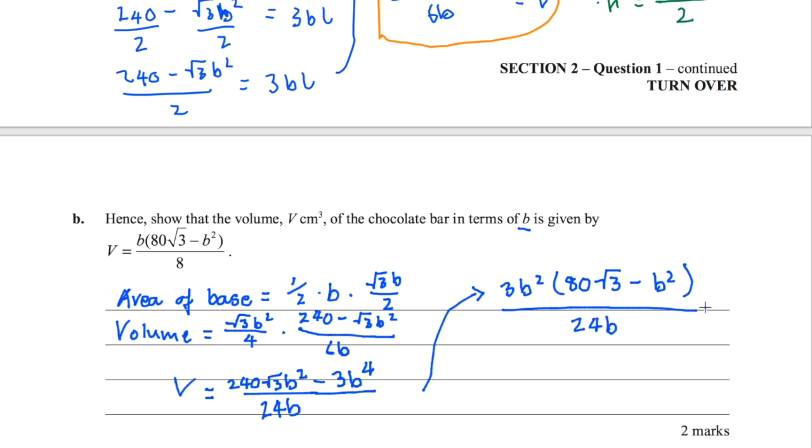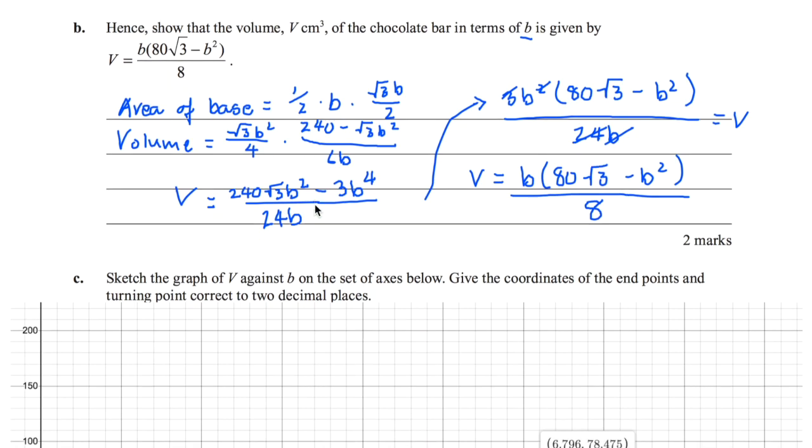V equals, you've got to have all the equals V in there. So V finally is equal to, well, the 3 cancels with the 24, and the b squared is no longer squared on top. It cancels with that. So you're left with b times 80 root 3 minus b squared, all over, well, 3 divided by 24 is 1/8, so we're left with an 8 on the bottom.